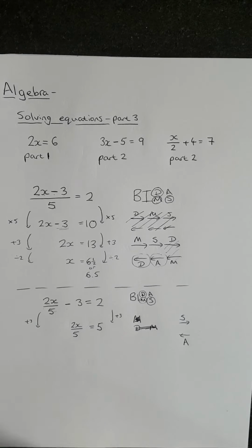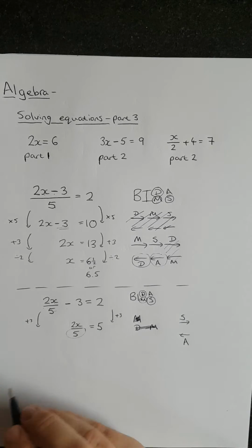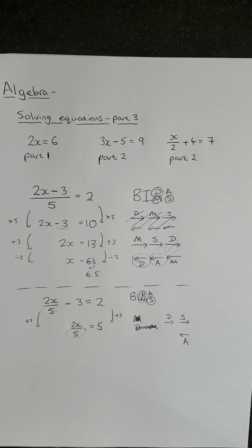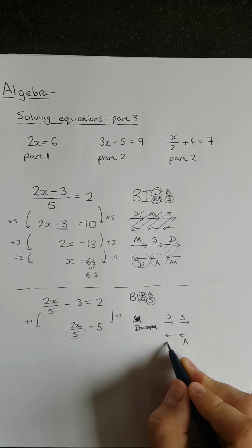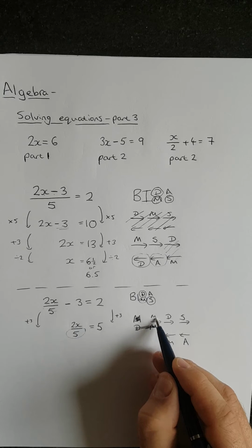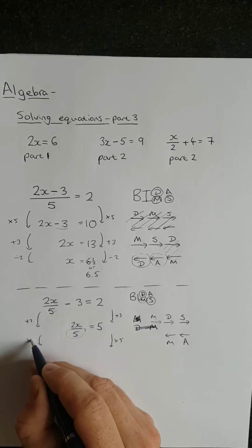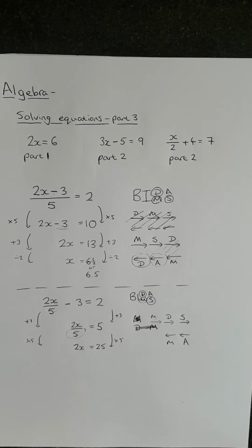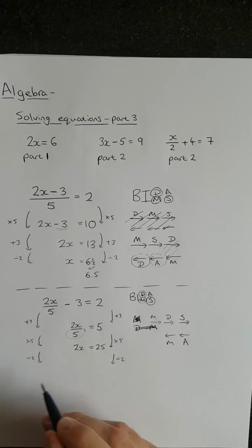Now, this is the stage previously where we would deal with this divided by 5. Because, in general, we try and avoid having fractions in equations. So that means I'm going to multiply next. So I multiply by 5. Cancels out the divide by 5. My last operation then is to divide by 2.